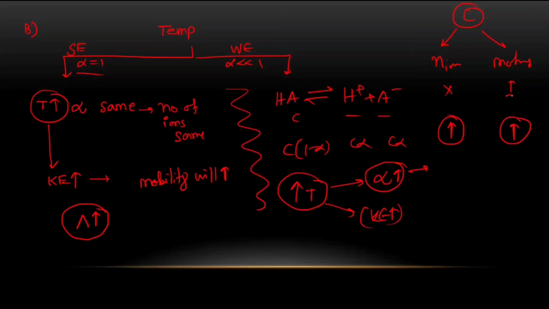Now, initially only one factor was increasing. Now here both the factors are increasing. That means here lambda will be more, but the increment will be more pronounced for weak electrolytes. So for increasing temperature, the increment of conductance will be more for weak electrolyte than the strong electrolyte because it is affecting both the parameters. Okay, I hope it's clear to you.